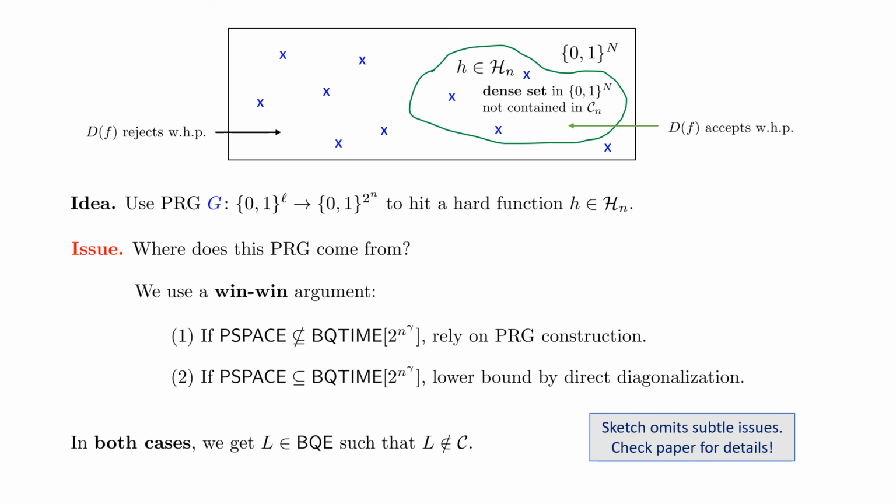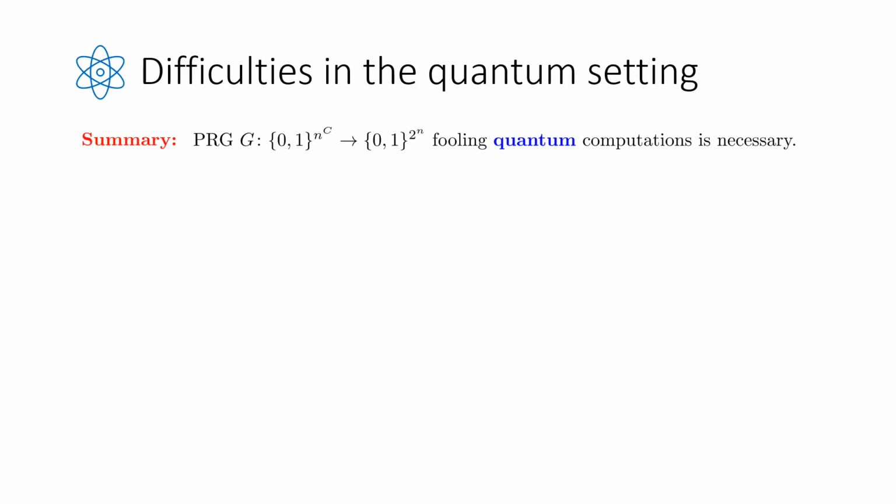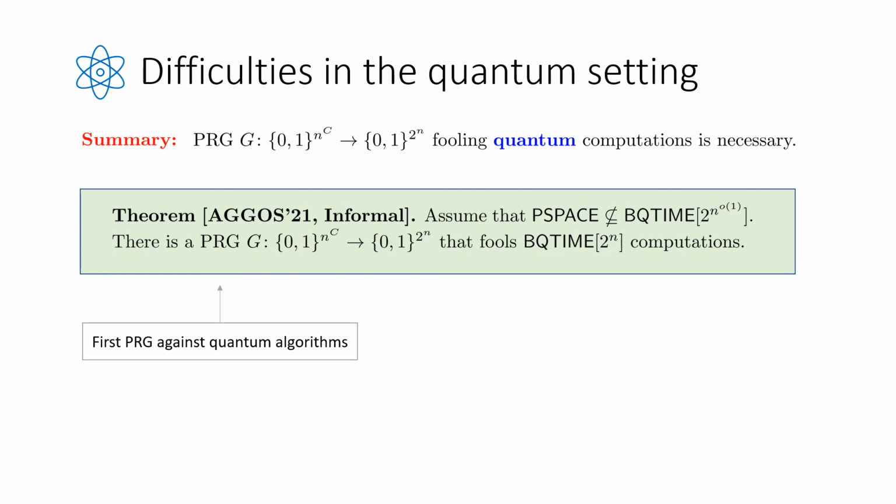This sketch omits subtle issues. Please check the paper for details. To complete the proof, we must design the pseudorandom generator that fools quantum computations. This is our main technical contribution. Under the assumption that polynomial space doesn't admit sub-exponential time quantum algorithms, we show that there is a PRG with exponential stretch that is able to fool quantum computations.